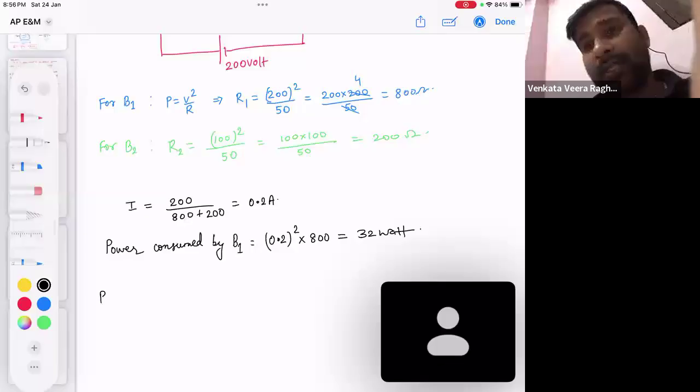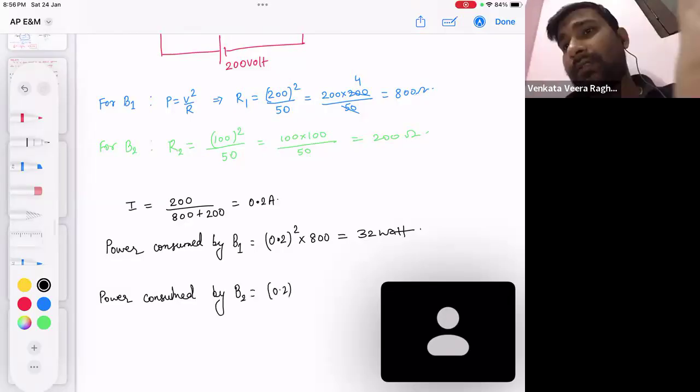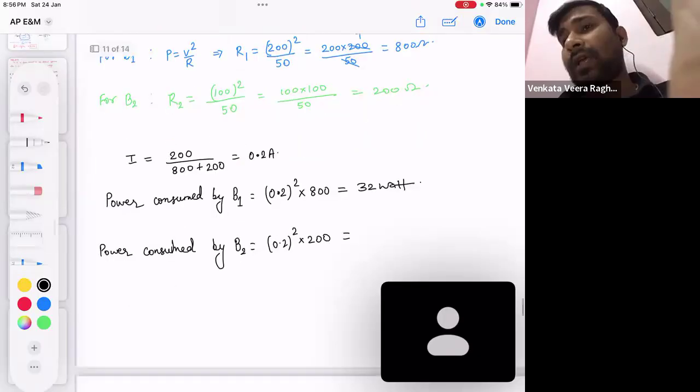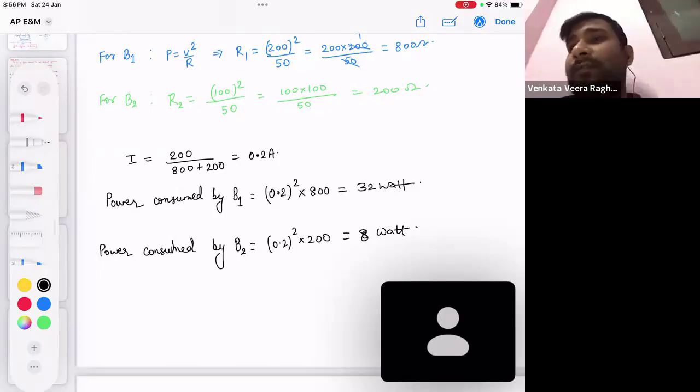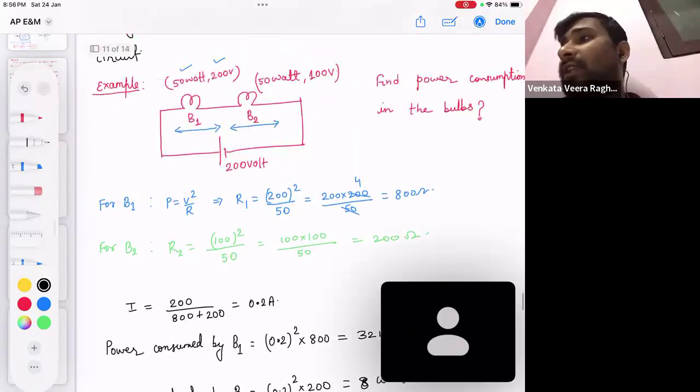And what is going to be the power consumed by bulb 2? I squared into 200. So 0.04 into 200, so 8 watt it is coming. Just check the calculation once for me. Both the bulbs are safe. See that both the bulbs are safe.